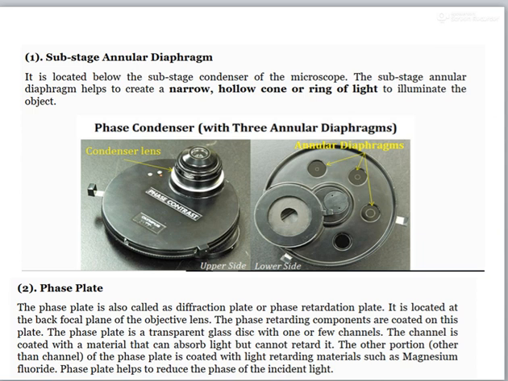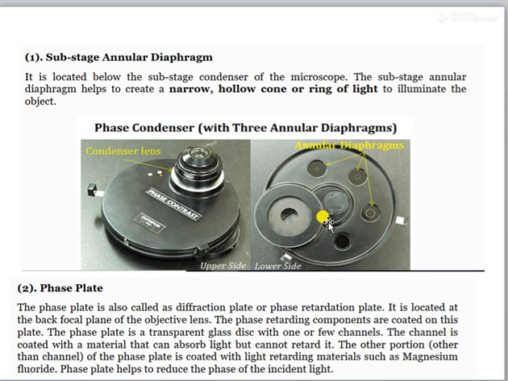The substage annular diaphragm is located below the substage condenser, and it helps to create a narrow hollow cone or ring of light to illuminate the particular object. So if you look, this is a condenser lens, and below this condenser lens you have the annular diaphragm. This is the upper side view and this is the lower side view.